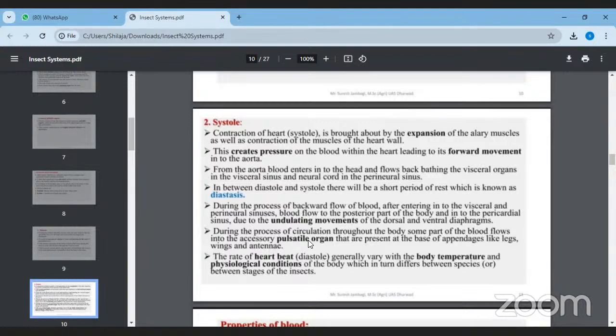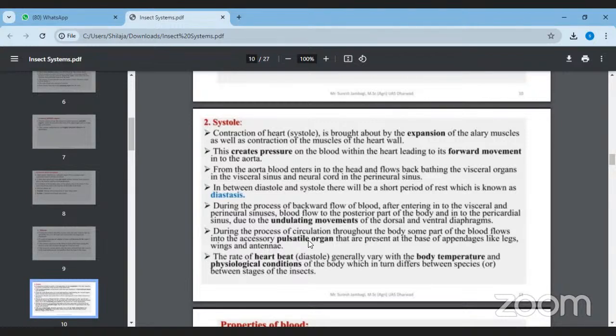So even sometimes, comparatively, when we see a mosquito larva, it will have slightly slower heartbeats, that is 130, and if it is an adult, it may reach up to 150 beats.